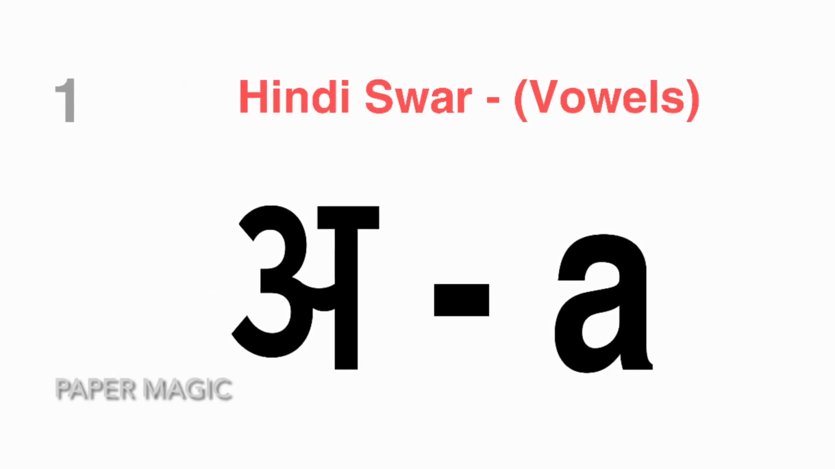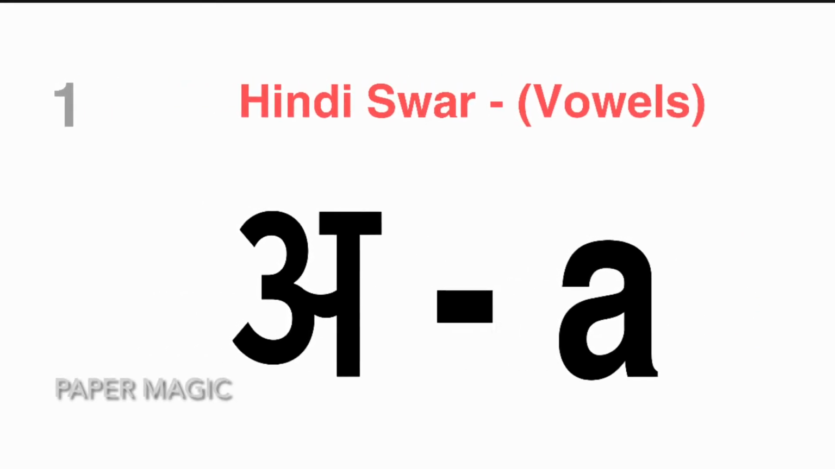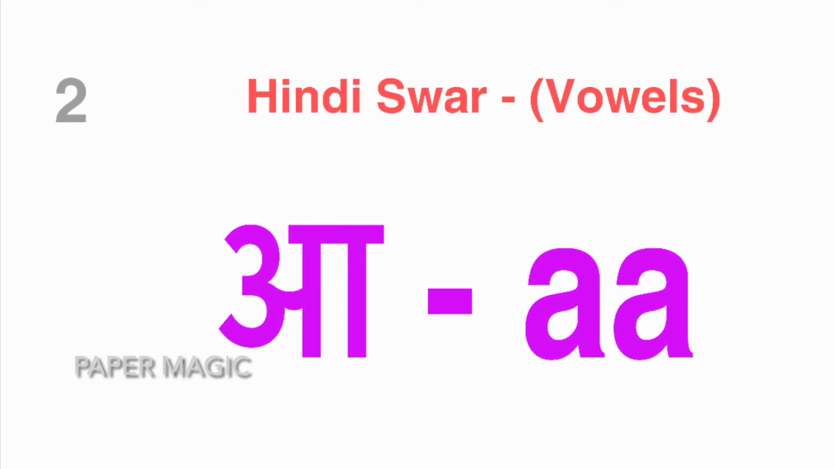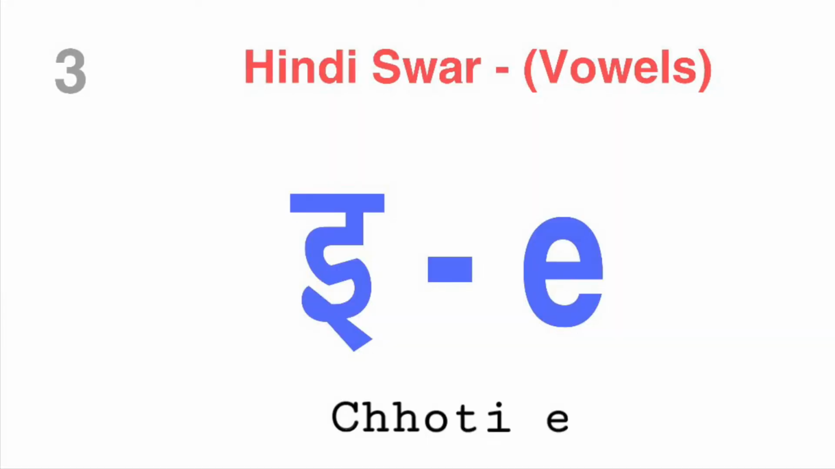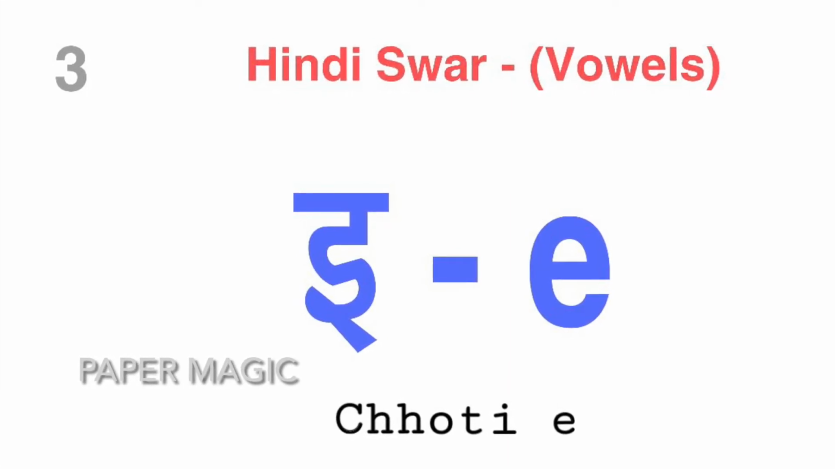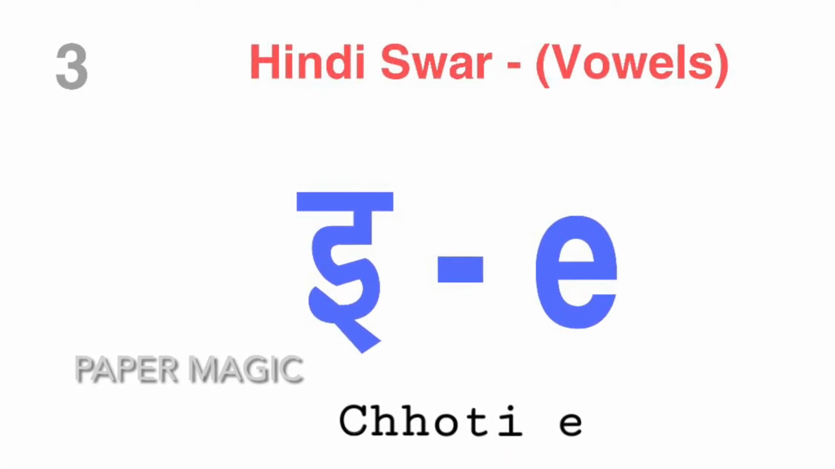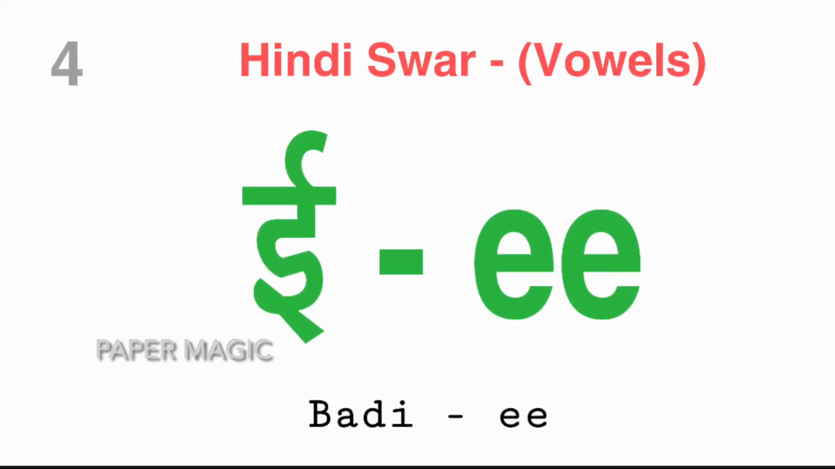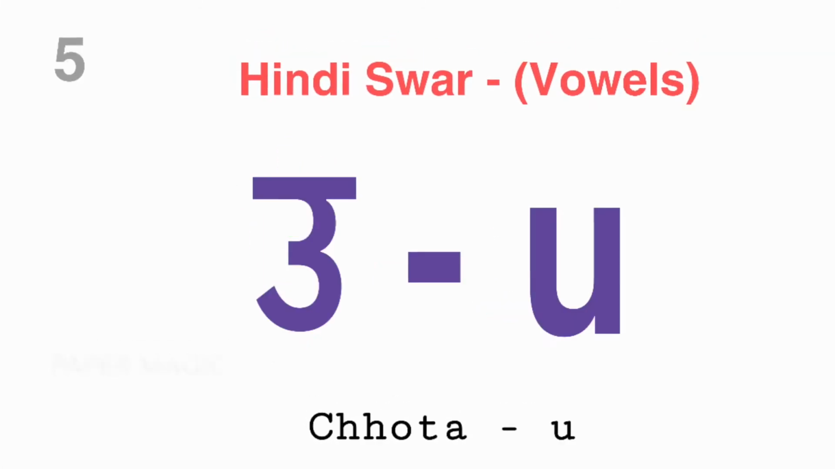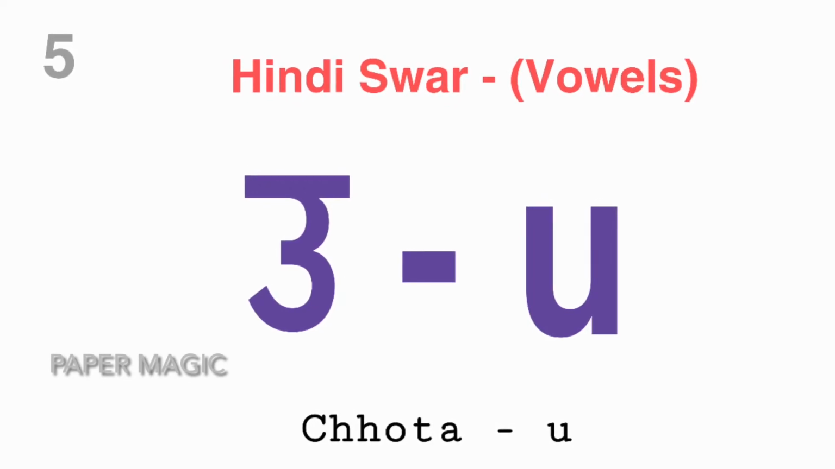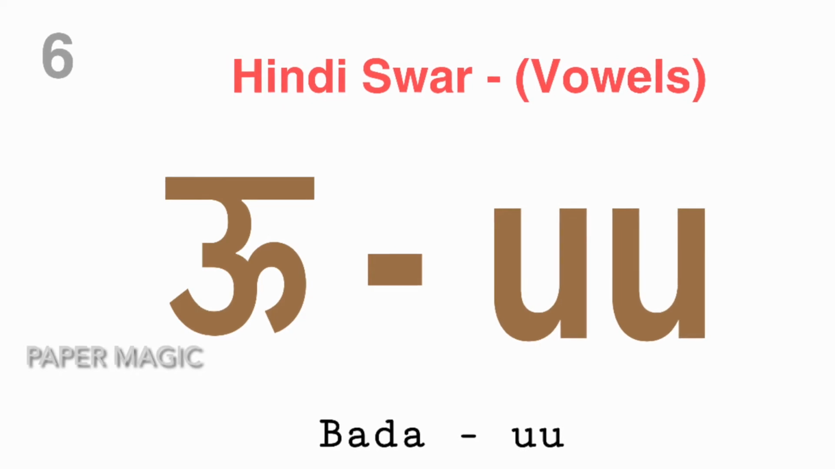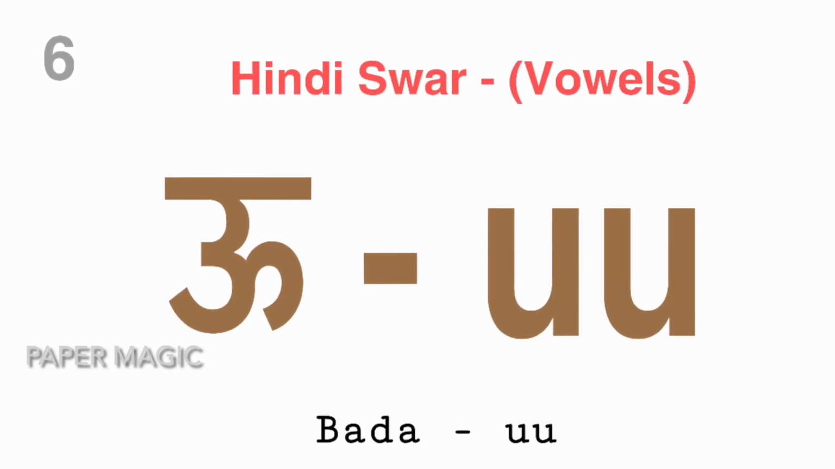The first swar is A. The next swar is A. The next swar is E, also known as choti E. The next swar is E, also known as badi E. The next swar is U, also known as chota U. The next swar is U, also known as bada U.